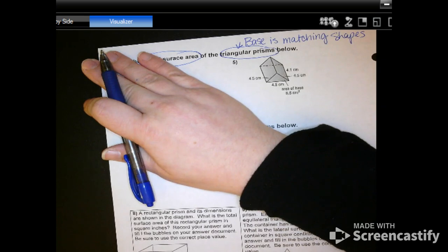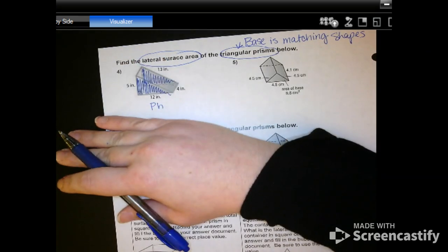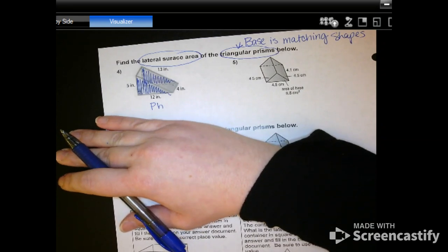Okay, now, if I had a trapezoid, how many sides does a trapezoid have? 4. What would I do with those 4 sides to find the perimeter? Add them all up. So if I have a triangle, what am I going to do to find the perimeter? Add all how many sides?